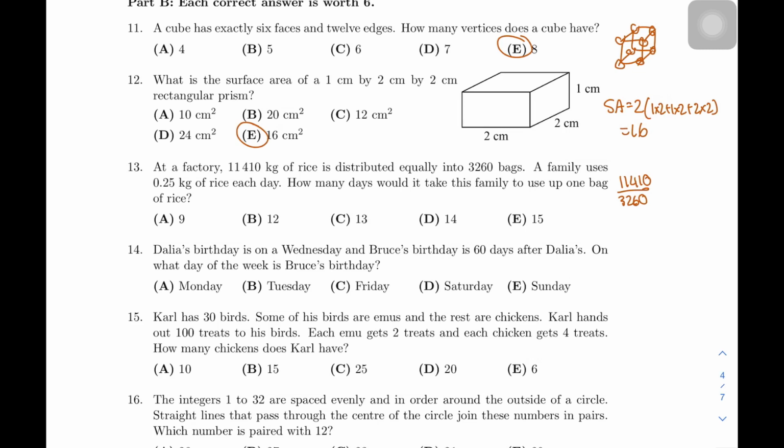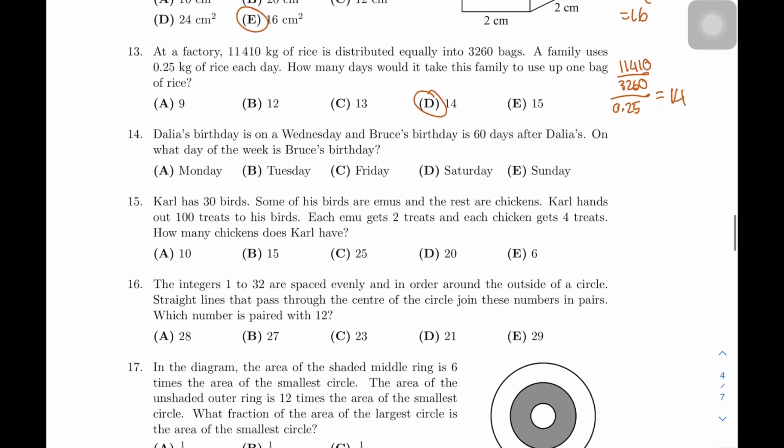And then I want to find how many days it takes for this family to use up 1 bag of rice. So I'm going to divide this number by 0.25. And this gives me 14. So D is the correct answer.